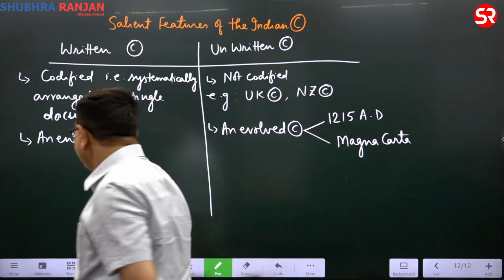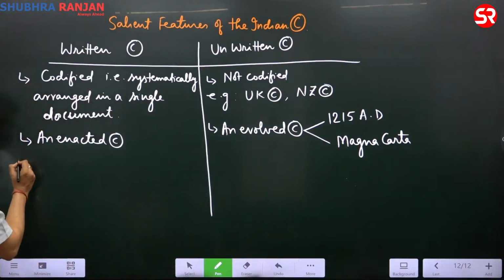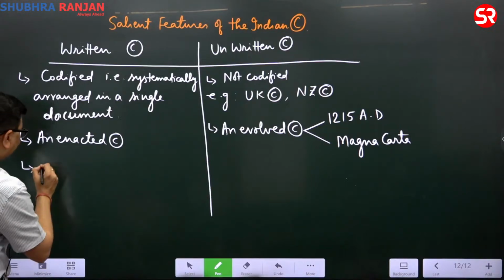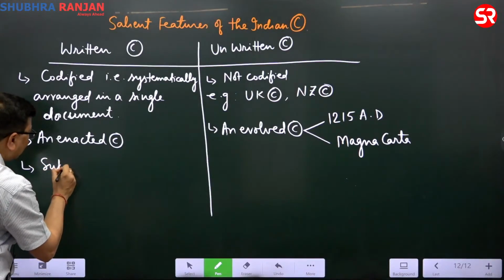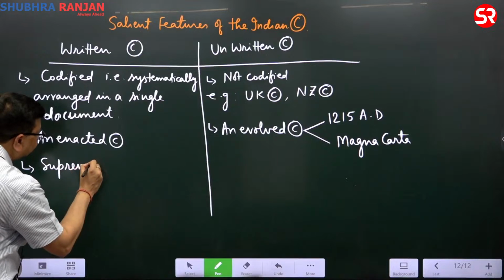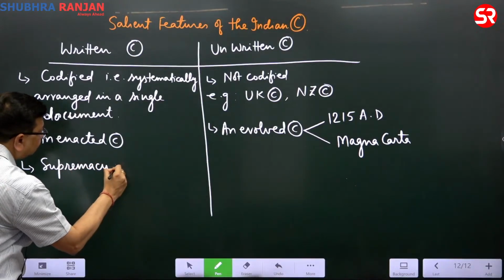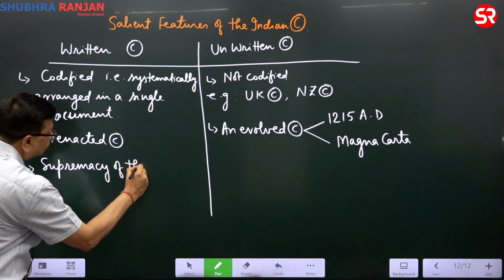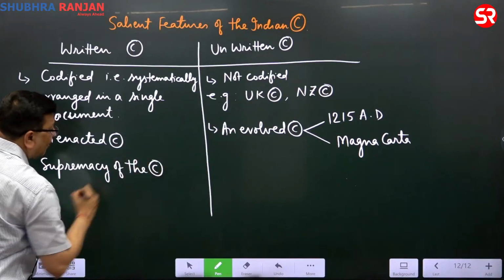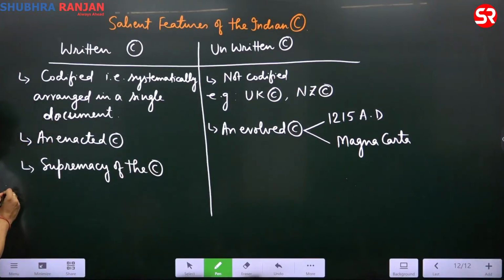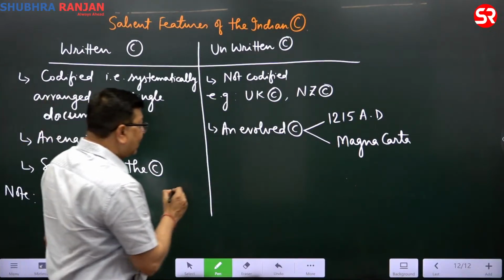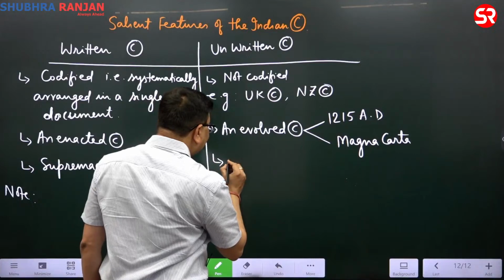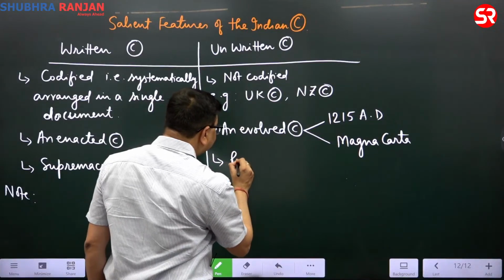And then the most important aspect, in a written constitution, there is supremacy of the constitution. Whereas in an unwritten constitution, there is parliamentary supremacy.